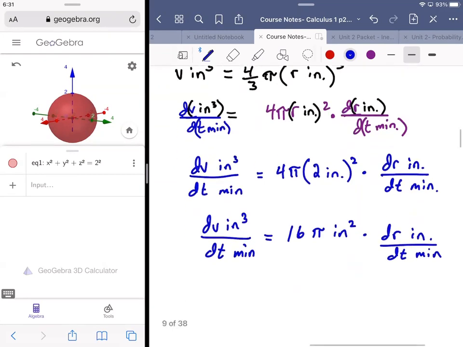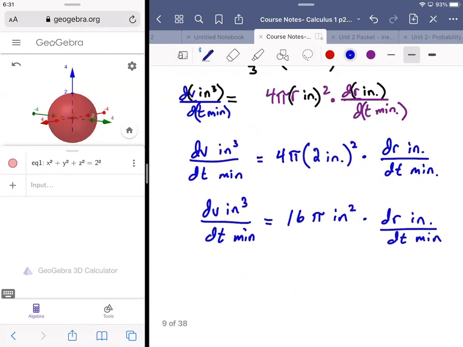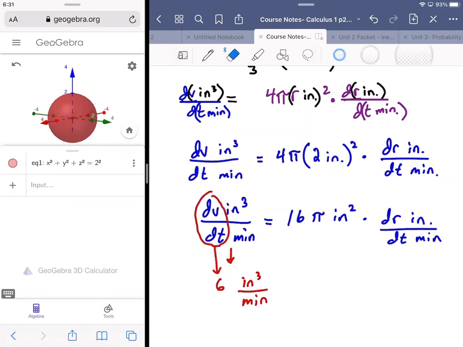All right. Now, when we went through the process of solving, we actually substituted in the measure for dV dt. So I could do that in the next step. That was 6 inches cubed per minute. All right. So the dV dt gets swapped out for the 6. We have 16 pi inches squared.